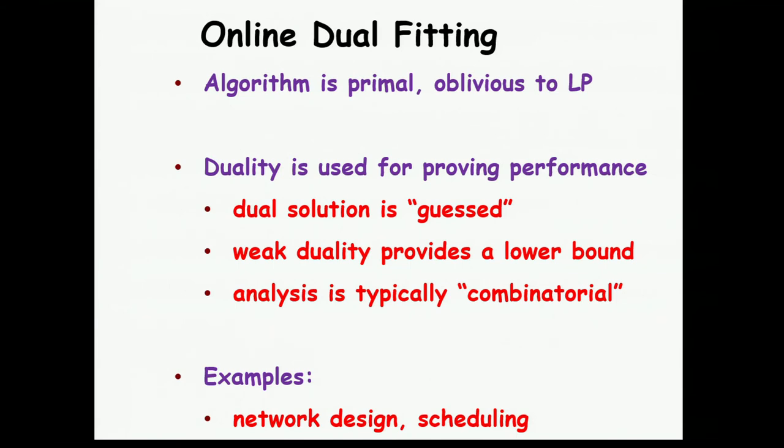And the dual solution is not constructed online as we have seen so far. It is rather guessed, of course, in accordance with the online algorithm at the end. And if we do it correctly, then we can use weak duality as our bound. If it's a minimization problem, we'll use the dual solution as a lower bound. If it's a maximization problem, we will use the dual solution as an upper bound. And this is closer to analysis of online combinatorial algorithms. Let me go through quickly two examples, network design and scheduling.